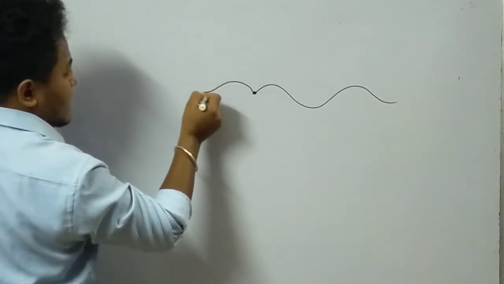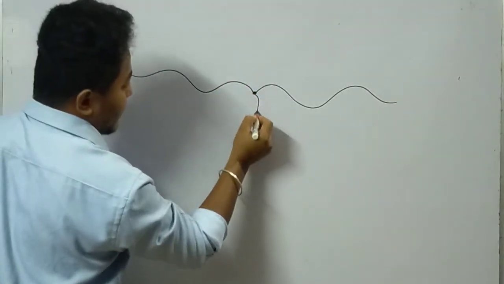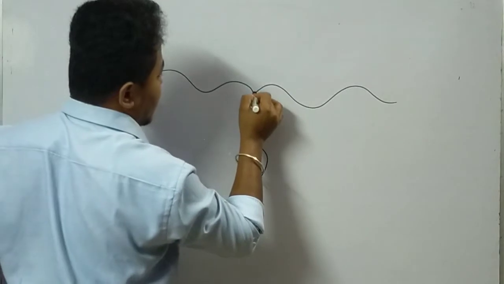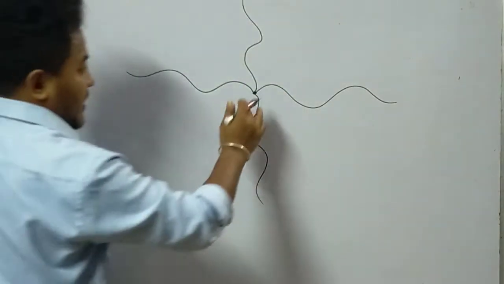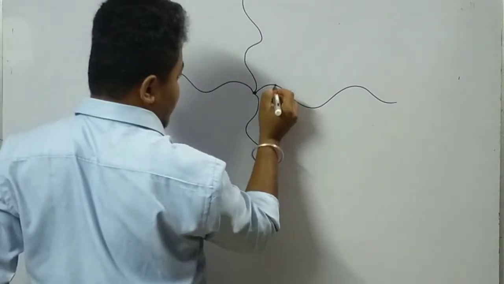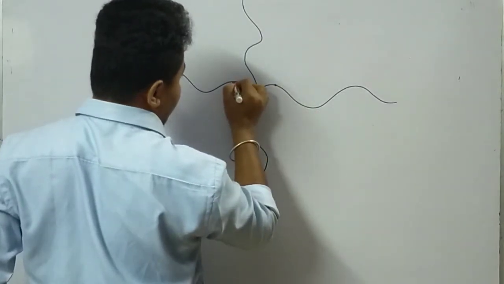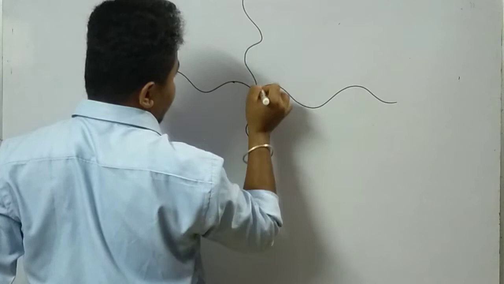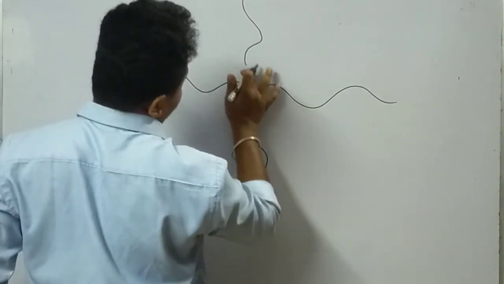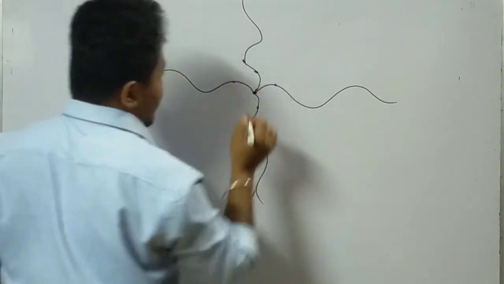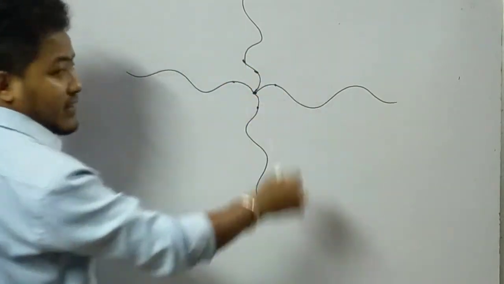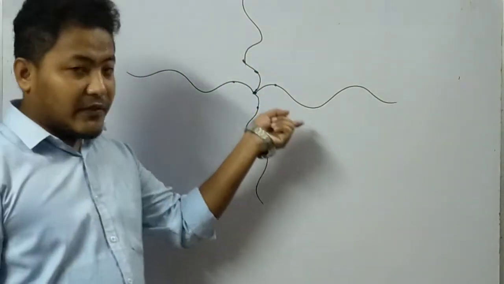Okay, these are the waves. They're moving in different dimensions, shaped like that. Now if you consider in this wave, this is the crest, this is the crest, this is the crest, and this is the crest. This is the crest. That means this is a phase. This is the phase of this wave.